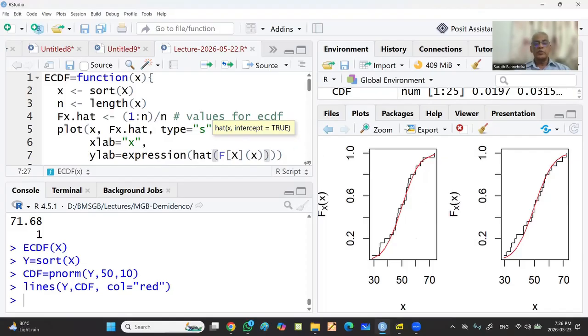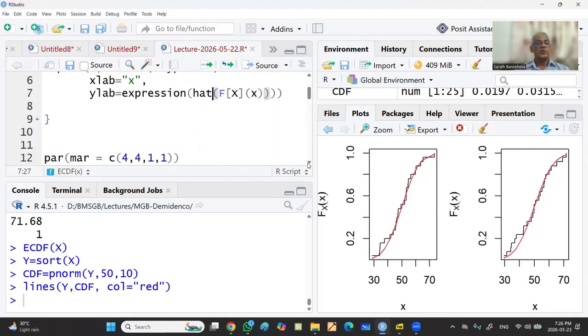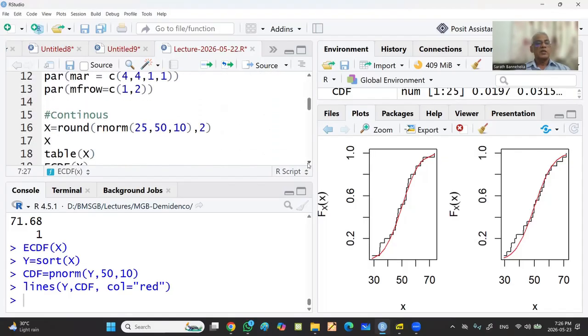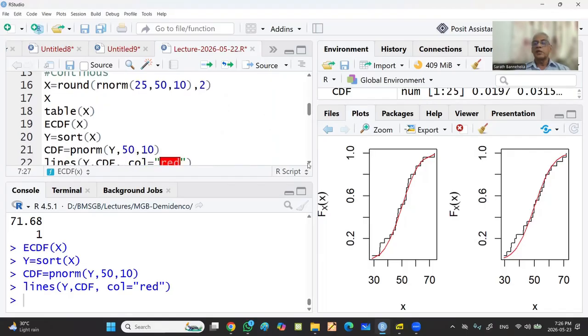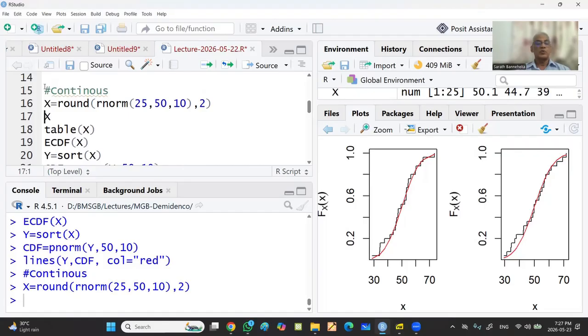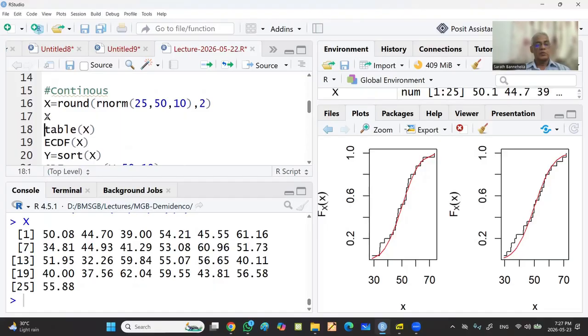Right. So now I'm going to consider two cases where I will have my original data from a normal distribution first. I will have my sample size to be 25, n is equal to 25. In this case, I'm considering a continuous random variable x. So let me take some random numbers from a normal distribution with mean 50 and standard deviation 10. I will round them, and still, almost all the numbers will be different.